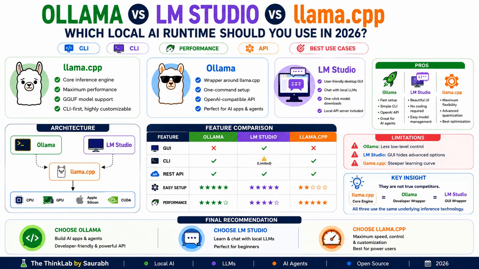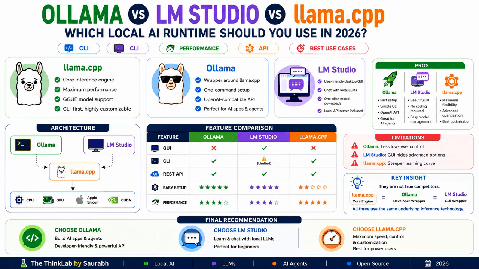Okay, now let's talk about Ollama. Imagine you have a powerful engine, but you want an easier way to drive, right? That's exactly what Ollama does. Ollama is built on top of llama.cpp. It makes everything much easier.